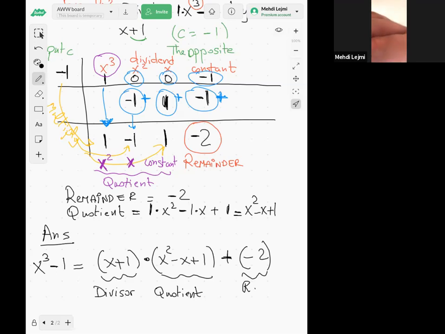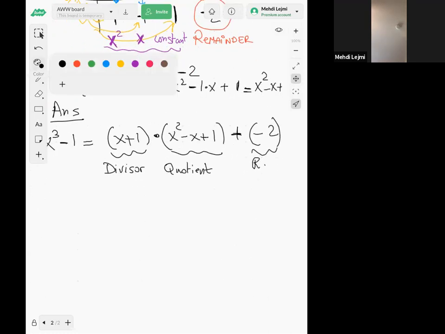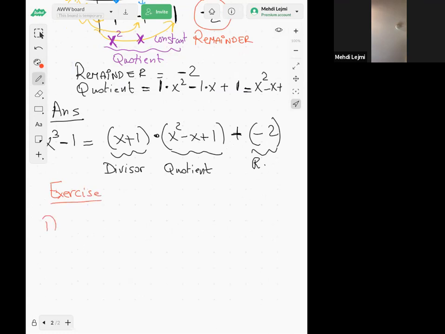Any question, guys? So then here's an exercise. I'm gonna give you a couple of polynomials to divide so you can practice. So exercise. Okay, so please divide 2x cubed minus 2x squared plus 1 by x plus 2, right?